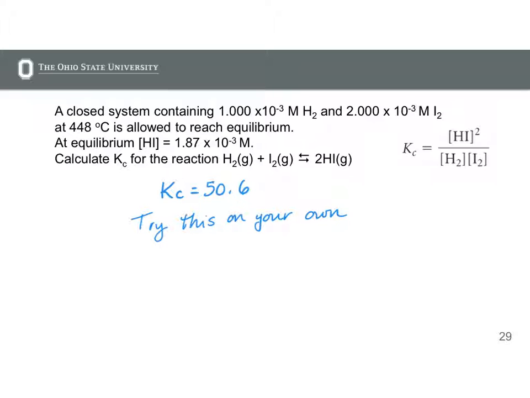I'm going to leave you guys to do this one, but I'm going to give you the answer just so you can check your work. So here we have a mixture of hydrogen and iodine forming HI. You're trying to calculate K sub C, and you should end up with 50.6. So I'll leave that one to you. I can turn this into a video if that's something you would be interested in.